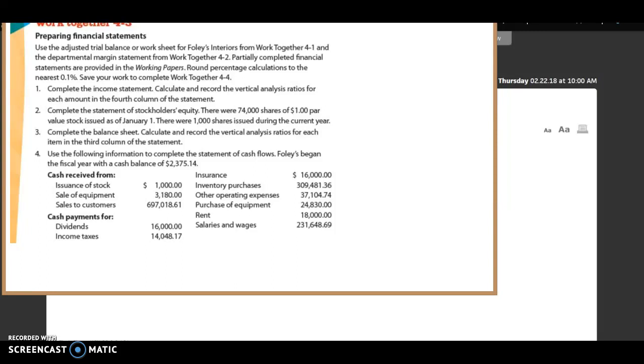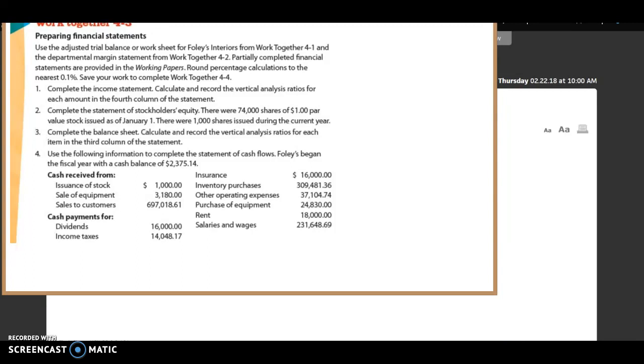Number 1 says we're going to complete the income statement and calculate and record the vertical analysis ratios for each amount in the 4th column of the statement. Number 2 says we'll complete the statement of stockholders' equity, and it tells us how many shares, the par value, and how many shares were issued during the year. Number 3, we need to complete the balance sheet, calculate and record the vertical analysis ratios for each item in the 3rd column of the statement. And number 4, use the following information to complete the statement of cash flows. Foley's began the fiscal year with a balance that's given to us, and they give us all the information we'll need for that statement of cash flows.